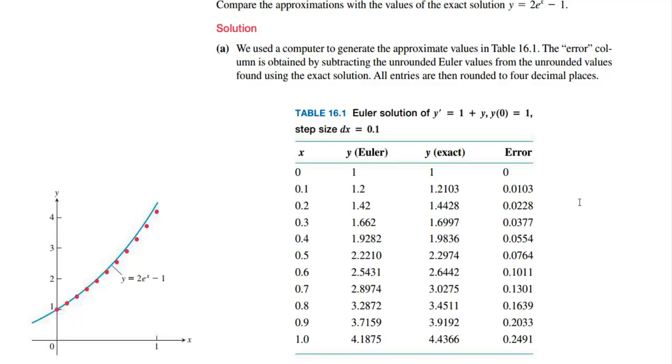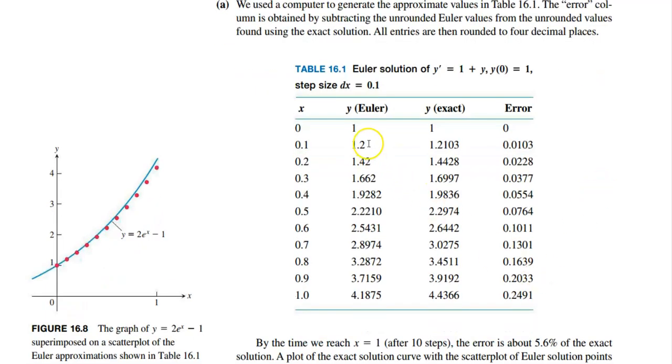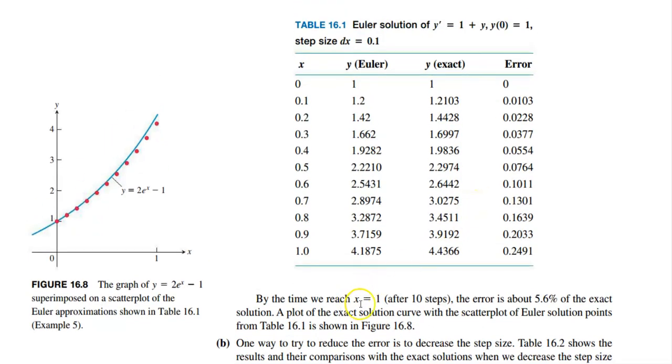This is the Euler solutions of y prime equals 1 plus y, y0 equals 1. This is with our step size, dx equals 0.1. Here our Euler values are over here on the left, in this column, our x's are from 0 to 1, with step size 0.1. These are our exact values in the third column here. And then the error is shown over here, the difference between the Euler values and the exact values. Of course, Euler's are estimations. By the time we reach x equals 1 after 10 steps, the error is about 5.6% of the exact solution.